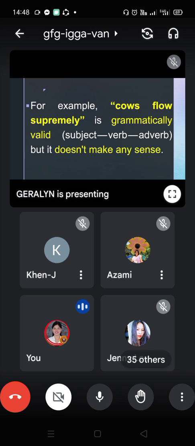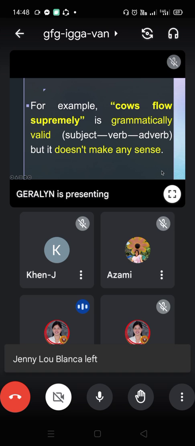Okay? So, pag may tag cows flow supremely, yes, there is a subject. There is an action word. So the cow does an action and there is an adverb modifying the flow. Pero when you try to understand it, so may pagsabot ninyo anang cows flow supremely. Anybody? What do you mean by that?